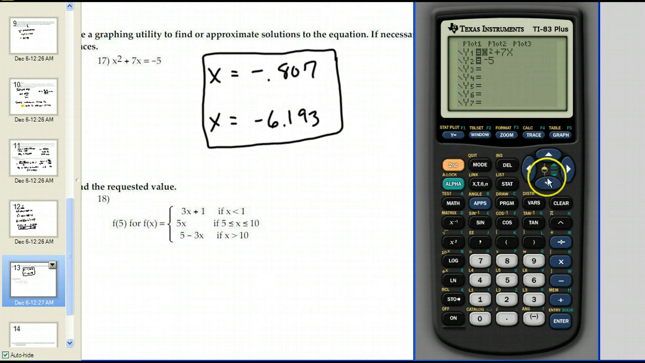bring that 5 over, meaning add 5 to both sides and set this thing equal to 0. If I did that and graphed it, now I'm no longer looking for an intersection, now I'm looking for the zeros. So if I did the zero feature and then did the left bound, right bound stuff like we did before, we'll get these same two x values. The y value is no longer equal to negative 5, it's now equal to 0 because we added 5 to both sides, but still there's the negative 0.807. If you did the same thing for that one, you would have gotten this. Alright, so either way is fine.